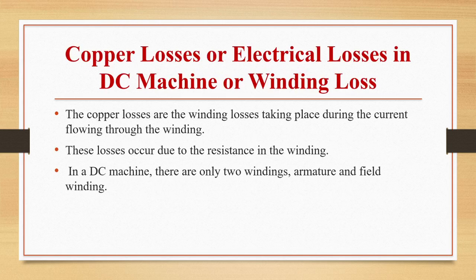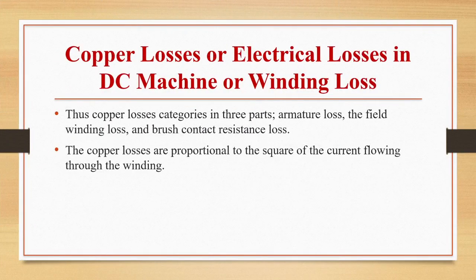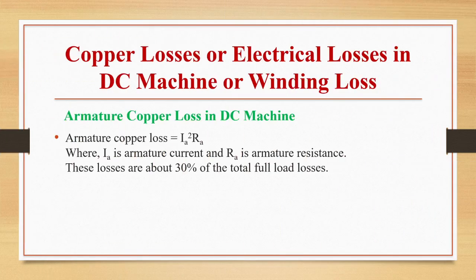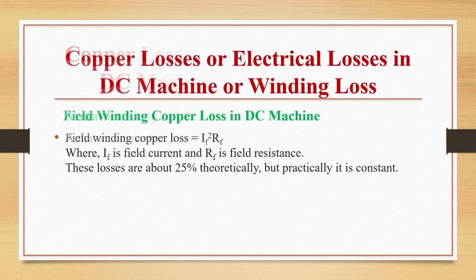Copper losses are the winding losses which take place when current flows through the winding, and these losses occur due to the resistance in the winding. In a DC machine, there will be only two windings, armature winding and field winding. Copper losses are categorized in three parts: armature copper loss, field winding copper loss, and brush contact resistance loss. Copper losses are proportional to the square of the current flowing through the winding. Armature copper loss is Ia square Ra, where Ia is the armature current and Ra is the armature resistance, and these losses contribute 30% of the total full load losses.